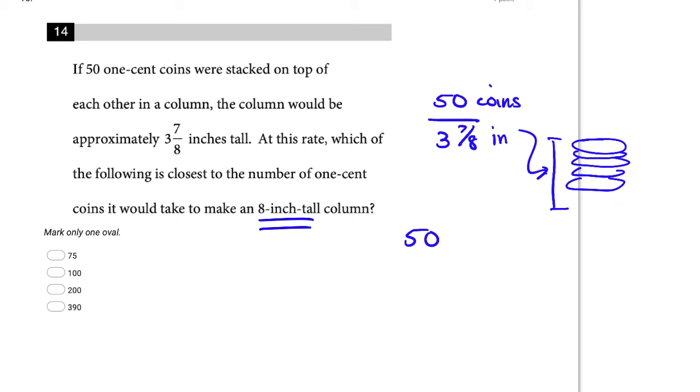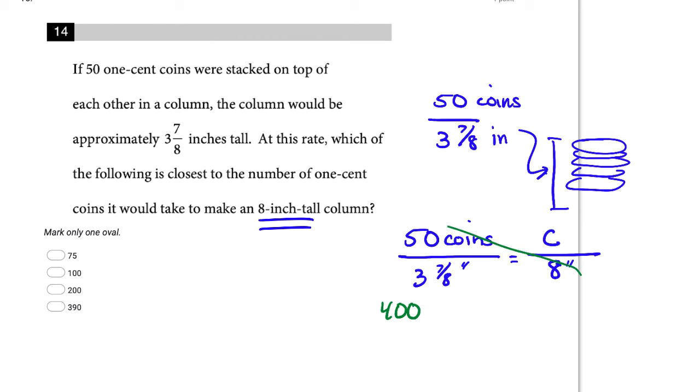Well, we're just going to do a proportion here. 50 coins for 3 7/8 inches is equal to C, let's use a C for coins, if it's 8 inches. So coins to inches. And then we just cross multiply here. So what's that? 50 times 8 equals 3 7/8 times C.